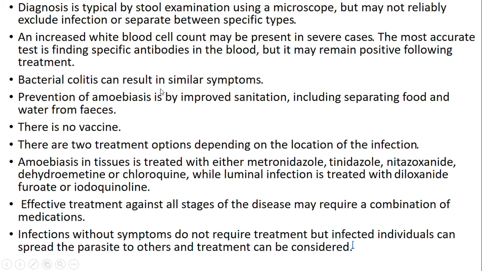Bacterial colitis can result in similar symptoms. Prevention of amoebiasis is by improved sanitation, including separating food and water from feces. There is no vaccine. There are 2 treatment options depending upon the location of the infection.